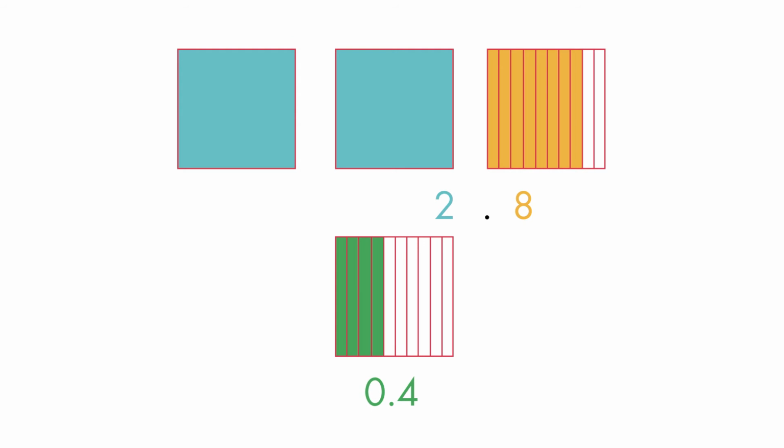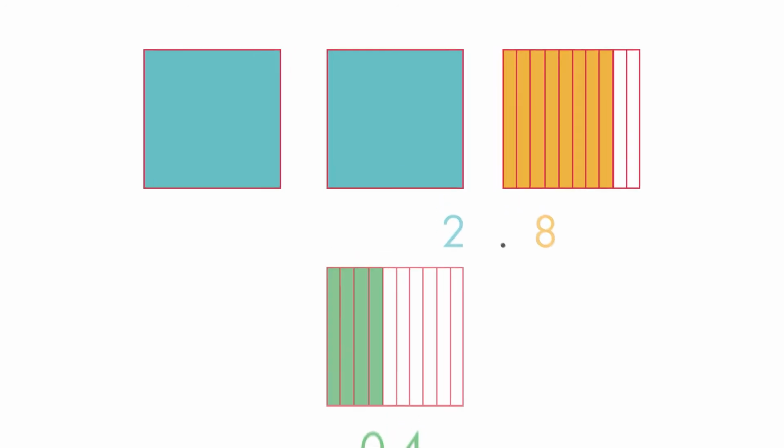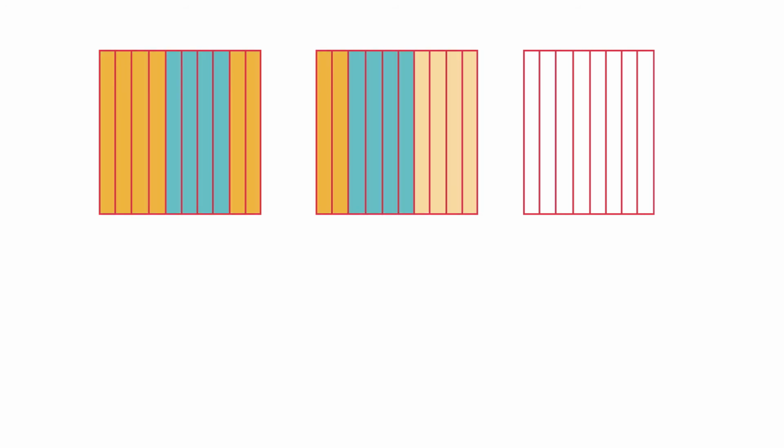This means we want to know how many groups of 4/10 there are in 2 8/10. To model this, we are going to divide both of our whole units into tenths too, so all of our pieces are the same size. We are dividing by 4/10, so we will shade in groups of 4/10 with alternating colors.